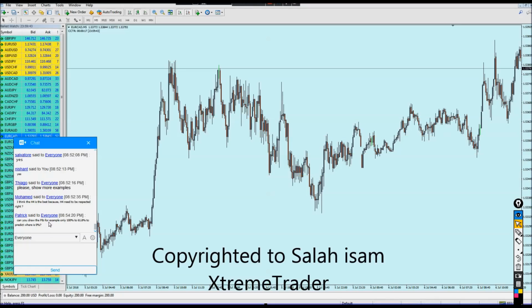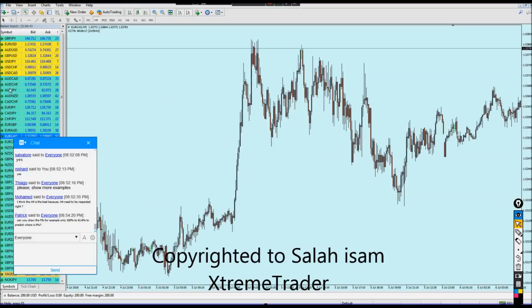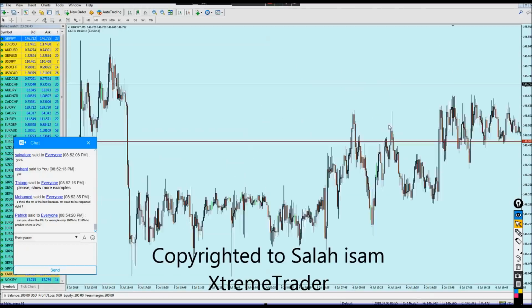Can you draw the Fibonacci, for example, only 100% to 61.8 to protect where is 0? I'm not getting you. What does it mean? Let me change the chart, the pair, sorry.